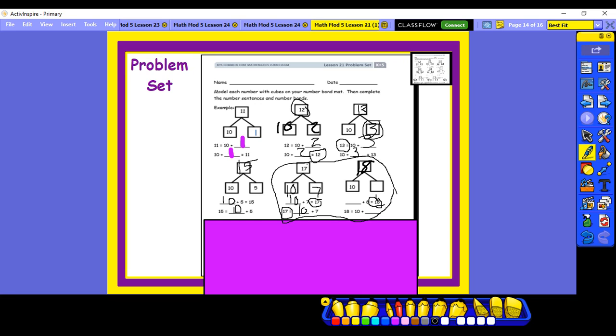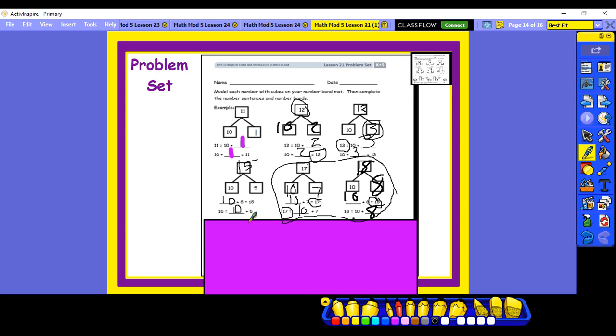18. If 18 is my whole amount and 10 is one of my parts, my other part has to be 8. So my number sentences should read 10 plus 8 equals 18, or 18 equals 10 plus 8. Now I have a challenge for you.